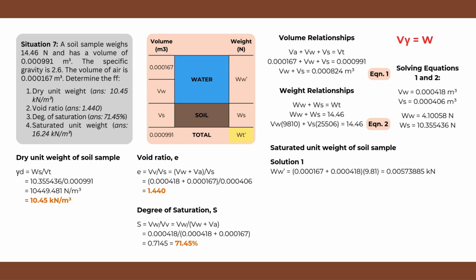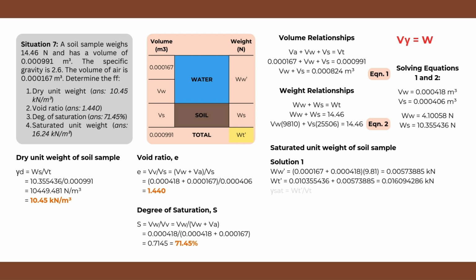Solving for the new total weight, which we will also denote with an apostrophe, add lang natin yung 0.0057 and yung volume ng soil solid, which is wala namang nagbago, 10.355 newtons pa rin naman, pero convert natin ito into 0.010355 kilonewtons. Kasi yung bagong weight of water natin is in kilonewtons. That gives us a total weight of 0.016094 kilonewtons. Now, meron na tayong bagong total weight.